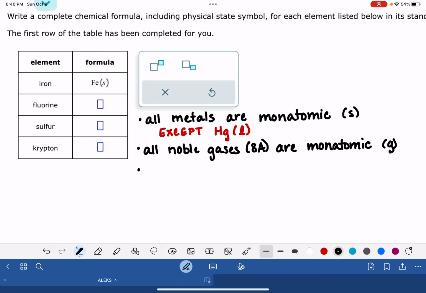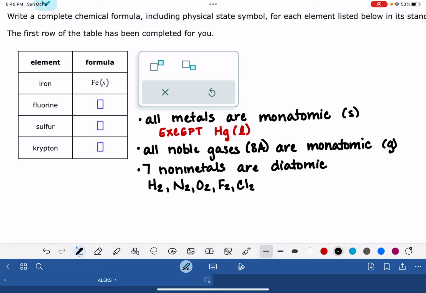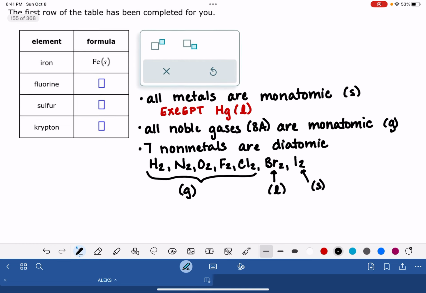And then we have 7 nonmetals that are diatomic. So that means that they are going to exist as 2 atoms. And they are hydrogen, H2, nitrogen, N2, oxygen, which is O2, fluorine, which is F2, chlorine, which is Cl2, and then bromine, Br2, and iodine, I2. These first 5 are gases. Bromine is a liquid, and iodine is a solid, I2.